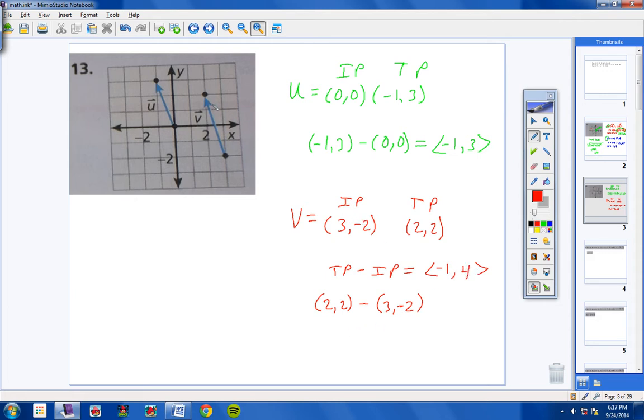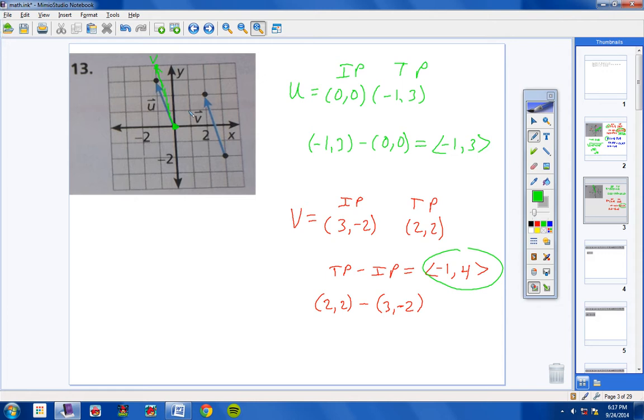So if you pick this vector up right here and you move it over here, let me use green, we're going to have the initial point at 0, 0, and the terminal point at -1, 4. So -1, 4 right there. So the green vector, which is vector v, is not the same vector as vector u. Okay, it is not.